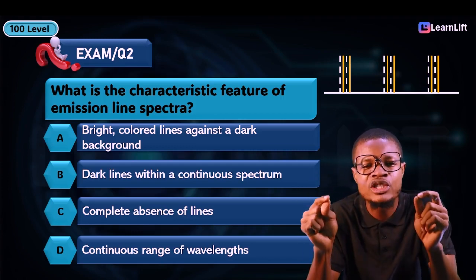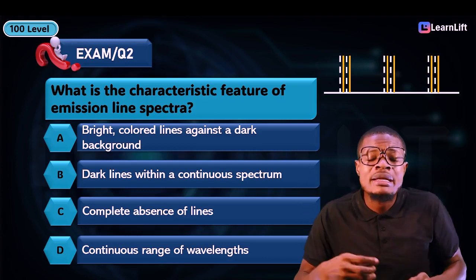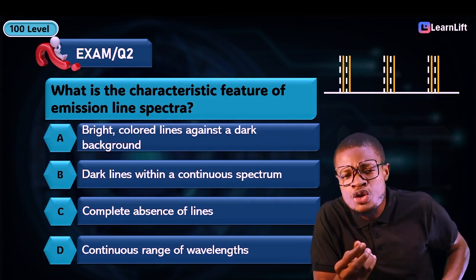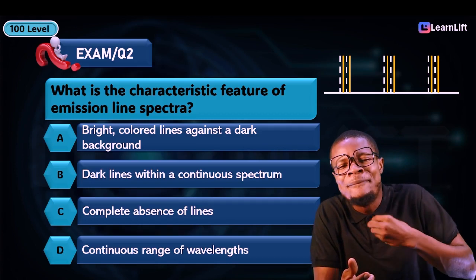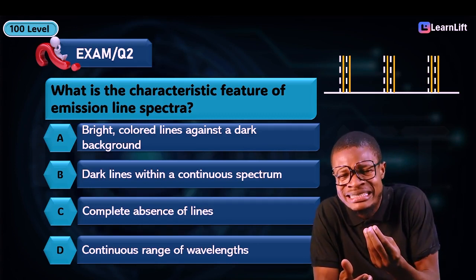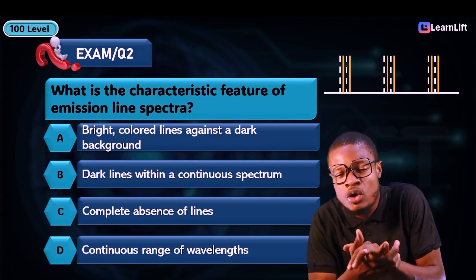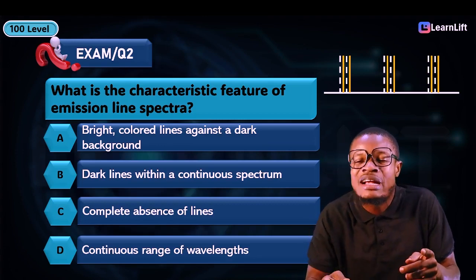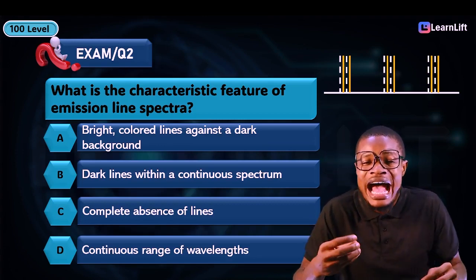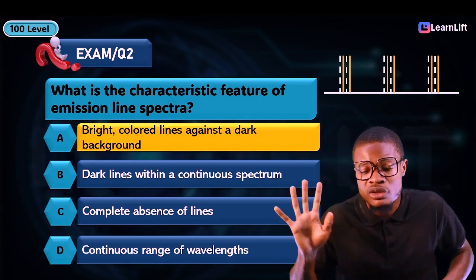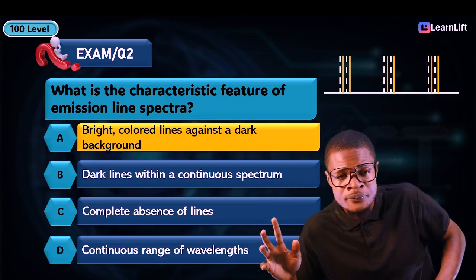What is the characteristic feature of emission light spectrum? I've explained this to you. Now we have absorption and emission light spectrum. In your emission light spectrum, what do you have there? What you have is a bright colored line against a dark background. While dark lines in continuous spectrum is your absorption spectrum. Are you getting it now? So that makes option A the correct answer to this question. If you throw this away, man, I'll be angry with you, bro.